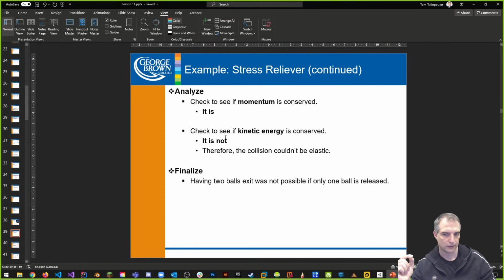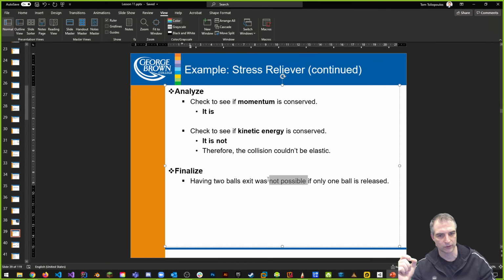It is. Let's check to see if kinetic energy is conserved. It is not. Why? Because the kinetic energy is not conserved, it's not perfectly elastic. Therefore, the collision couldn't be elastic. If the collision was elastic, then the kinetic energy would be conserved. Finally, having two balls exit was not possible.